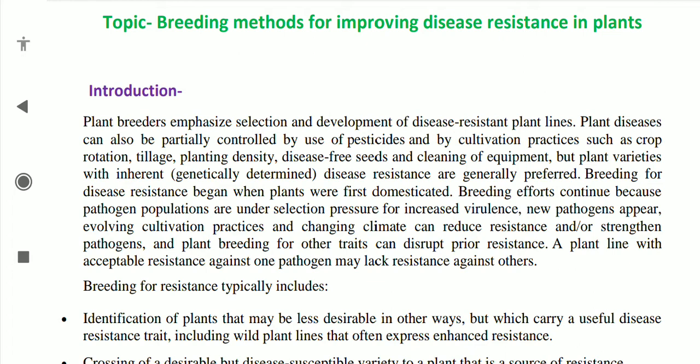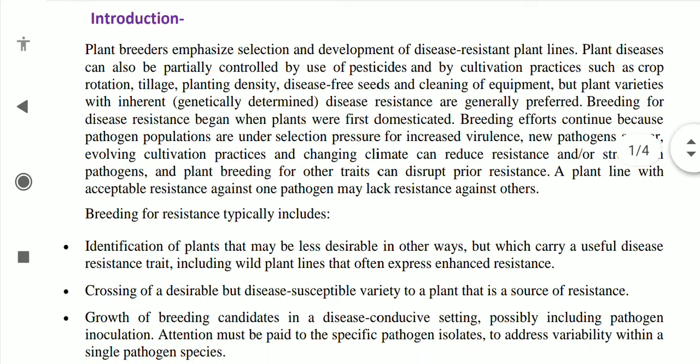Breeding efforts continue because pathogen populations are under selection pressure for increased virulence. New pathogens appear, evolving cultivation practices and changing climate can reduce resistance or strengthen the pathogens, and plant breeding for other traits can disrupt prior resistance. A plant line with acceptable resistance against one pathogen may lack resistance against others. So this plant disease resistance is very important.